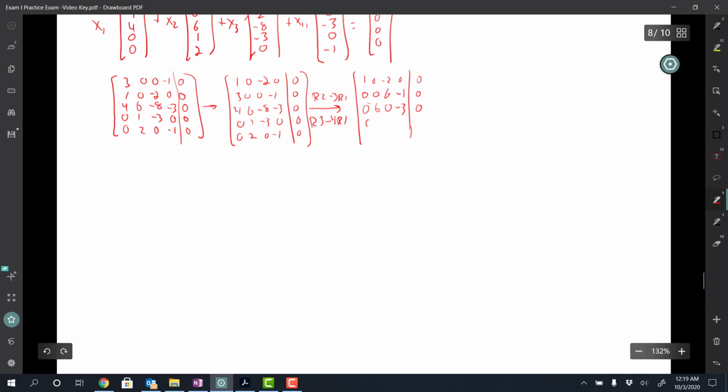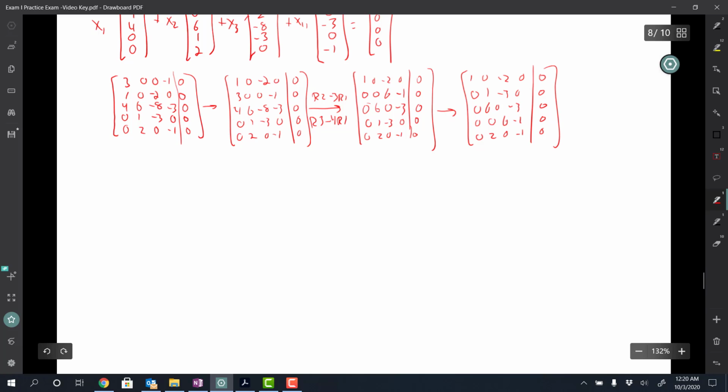And then I'll write the next two equations down here. Next two rows. From here, I'm going to do another row swap. I'm going to swap rows 2 and 4. Once again, the goal here is kind of to avoid fractions. So I'll have 0, 1, -3, 0, 0. I'll have 0, 6, 0, -3, 0. And then I will have 0, 0, 6, -1, 0. And lastly, 0, 2, 0, -1, 0.